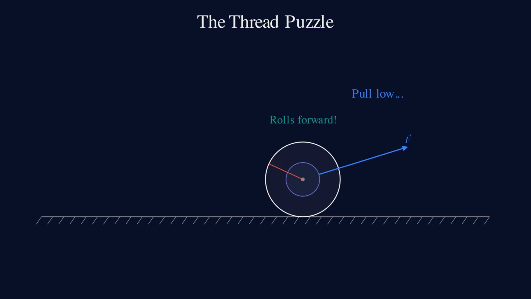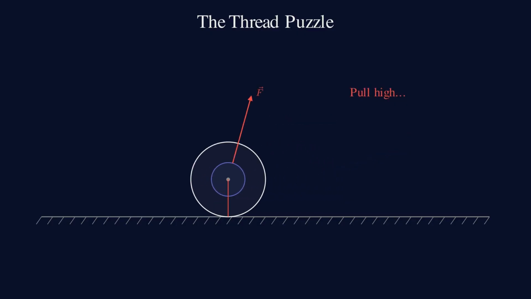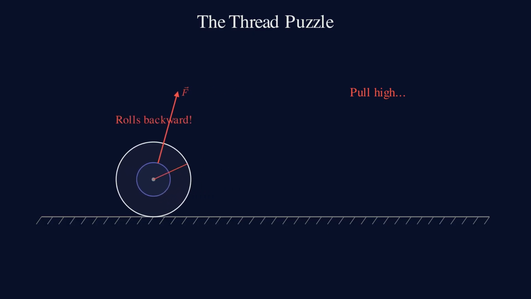Here's a puzzle that fools almost everyone. Take a reel of thread, set it on the table and pull the thread. Pull gently at a low angle and the reel rolls toward you. But now pull the thread more upward and suddenly the reel rolls the other way, away from you. Same reel, same thread, what changed?